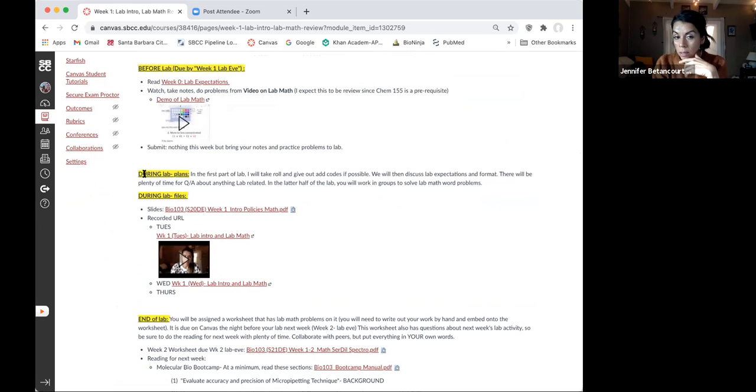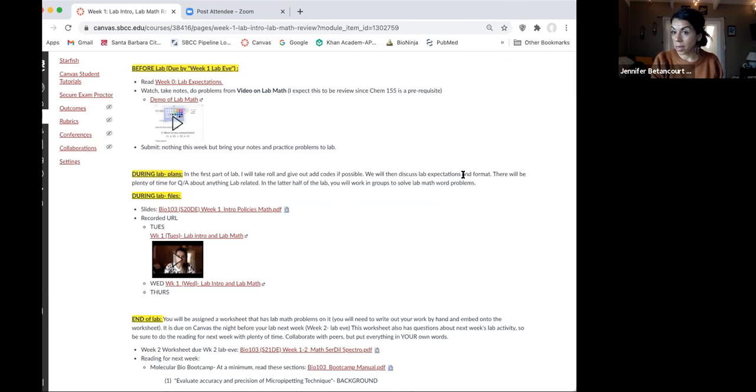Great. During lab, here I just outlined the things that we're going to do in lab that week. So take roll and give out codes. I've already taken roll. We'll discuss lab expectations and format. I'm doing that right now. I'm telling you, you can definitely come with questions and answers about anything regarding lab. And then in the latter half of the lab, you're going to work in groups to solve problems, and then we're going to share them out.